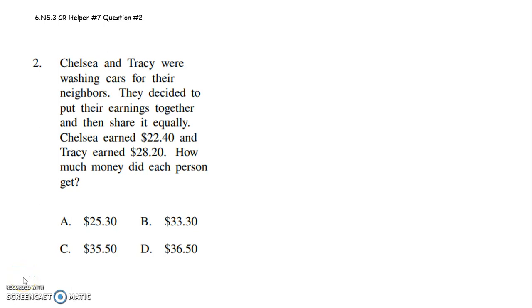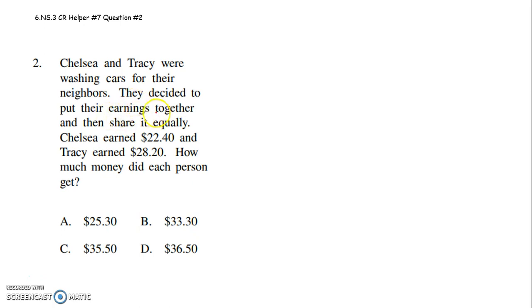All right, sixth graders, this is to help you with question 2 on CR number 7. It says Chelsea and Tracy were washing cars for their neighbors. They decided to put their earnings together and then share it equally. Chelsea earned $22.40. Tracy earned $28.20. How much money did each person get?